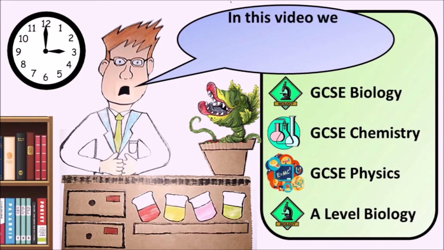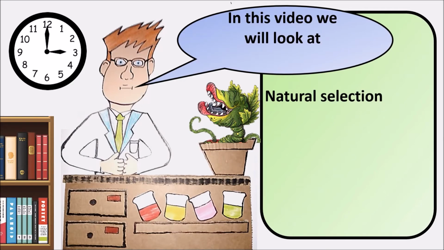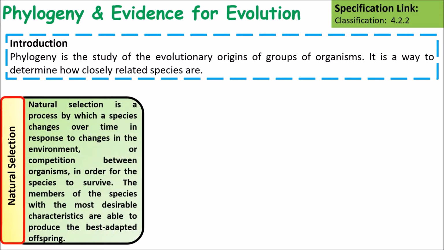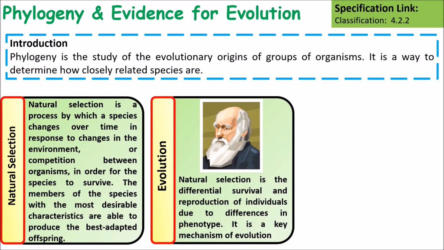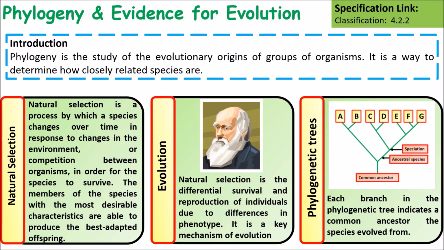In this video we will look at natural selection, evolution and phylogenetic trees. So, phylogeny is the study of the evolutionary origins of groups of organisms and how closely related to each other they are. So, we'll have a quick look at natural selection and see how that's connected to evolution, and then we'll finish off by looking at phylogenetic trees.